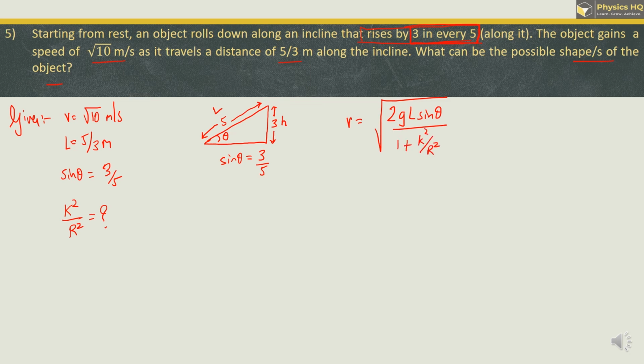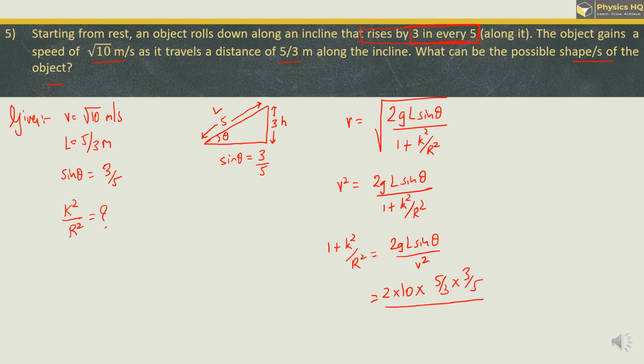Now we got velocity over here, we got the value of g, we got the value of L, we got the value of sine theta. We need to find k square by r square. So what we'll do is, we'll take square over here. So we get v square is equal to 2gl sine theta divided by 1 plus k square by r square. Let us rearrange this. What we get, 1 plus k square by r square is equal to 2gl sine theta by v square. Let us put the values. 2, g we will take as 10, L is given as 5 by 3, sine theta we got as 3 by 5, and velocity is root 10.